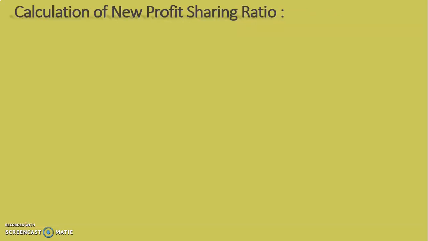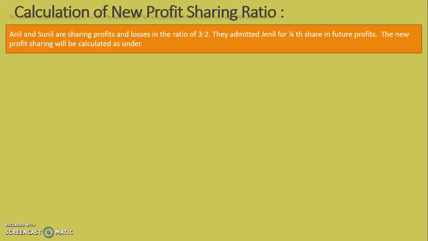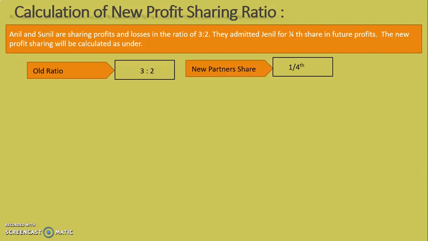Calculation of new profit sharing ratio. Anil and Sunil are sharing profit and losses in the ratio of 3:2. They admitted Janil for 1/4 share in future profit. The new profit sharing ratio will be calculated as under. The old ratio in which Anil and Sunil are sharing the profit and losses is 3:2. The new partner is admitted for 1/4 share.